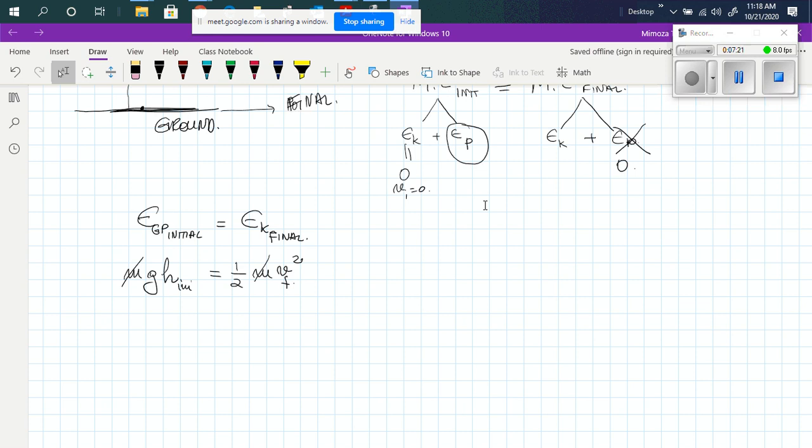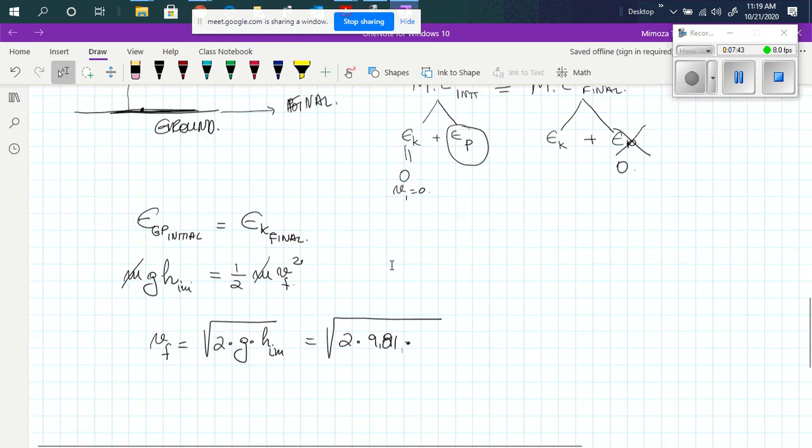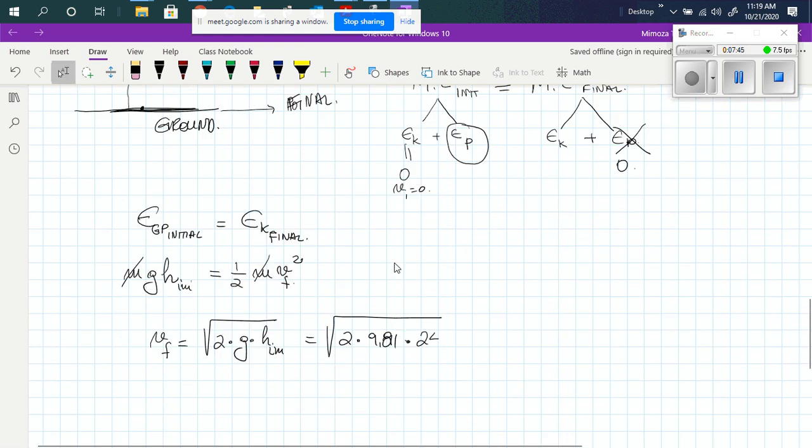And this now turns out to be a kinematics equation. So v final will be the square root of 2 times g times h initial. And now we know what g is, 9.81, and the height is given as 240.5. I don't know why I picked that number, but.